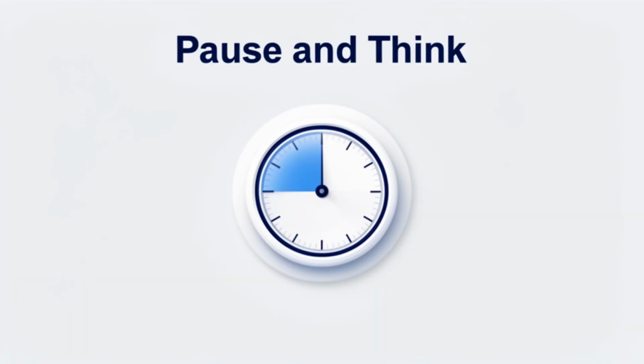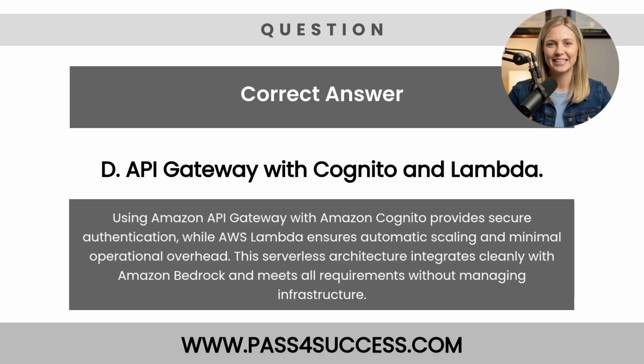Pause and think. The correct answer is D. API Gateway with Cognito and Lambda. Using Amazon API Gateway with Amazon Cognito provides secure authentication, while AWS Lambda ensures automatic scaling and minimal operational overhead. This serverless architecture integrates cleanly with Amazon Bedrock and meets all requirements without managing infrastructure.